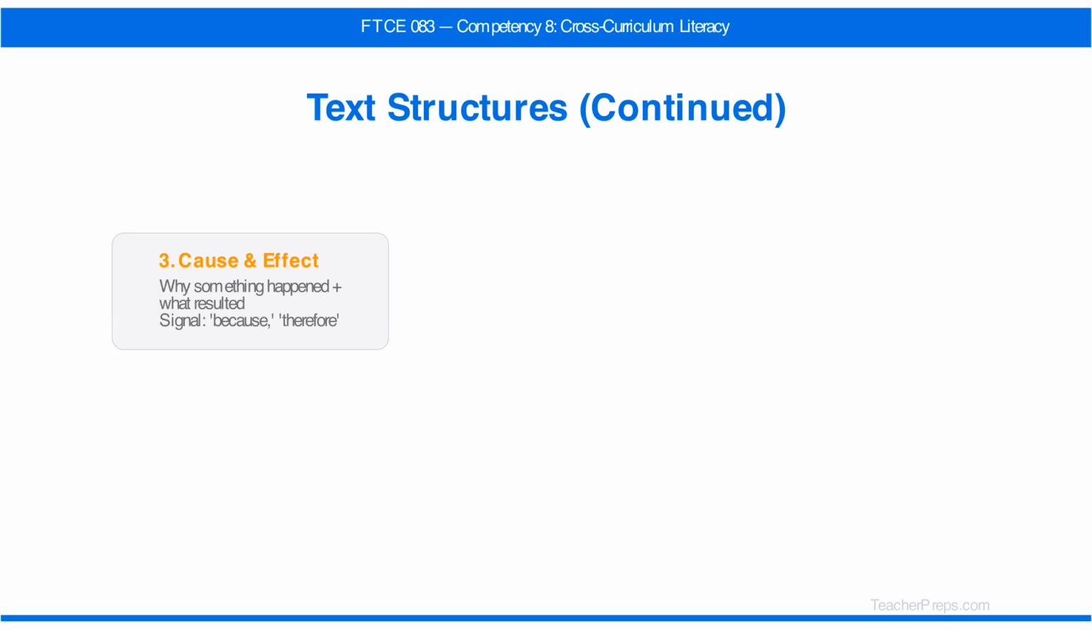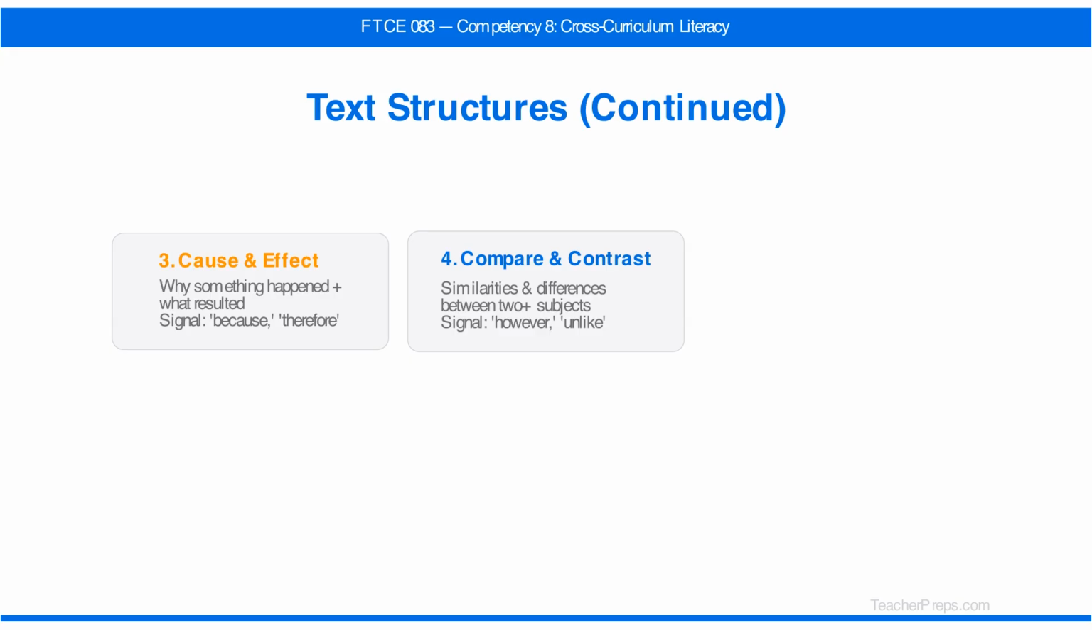The third text structure is cause and effect. The author explains why something happened and what resulted from it. For example, a science passage explaining that deforestation causes soil erosion, which leads to flooding downstream. Signal words include because, as a result, therefore, consequently, since, and due to.